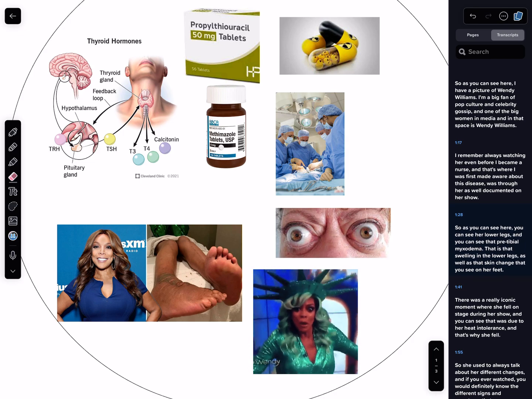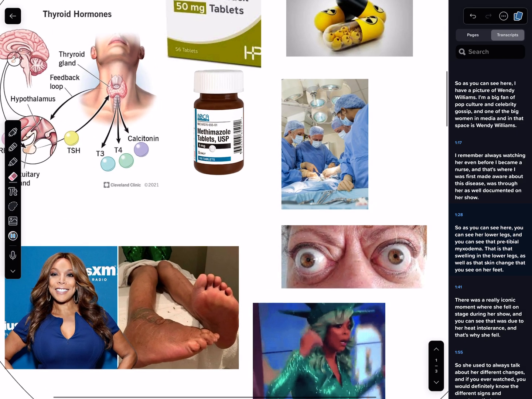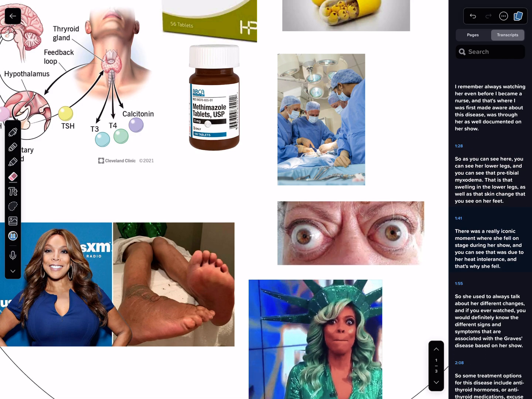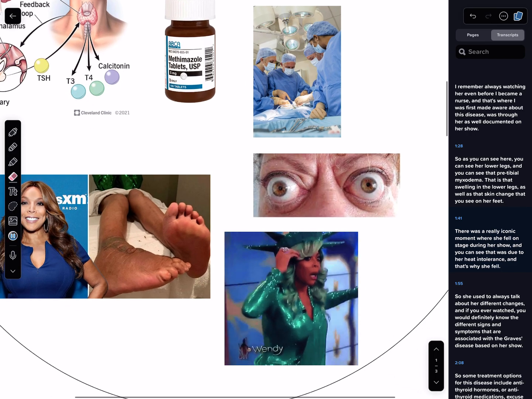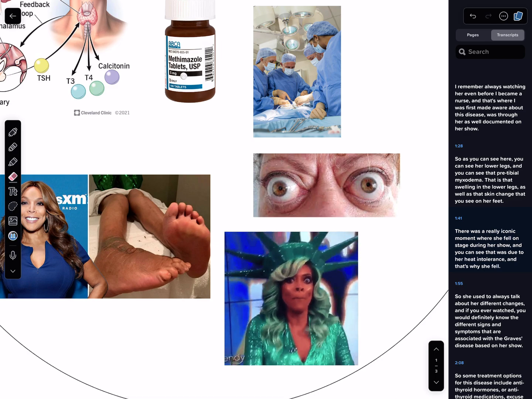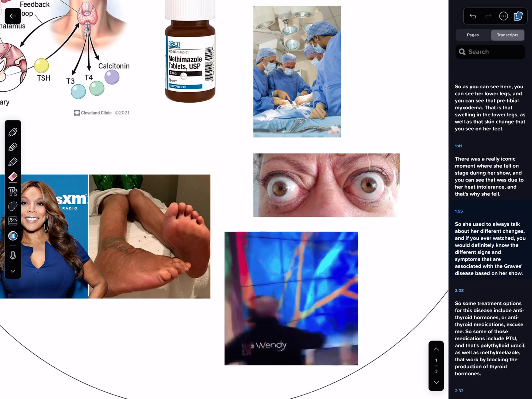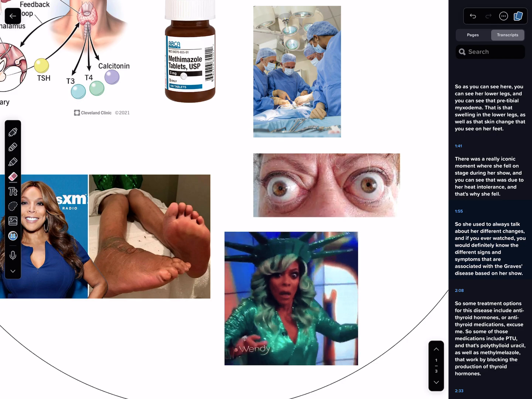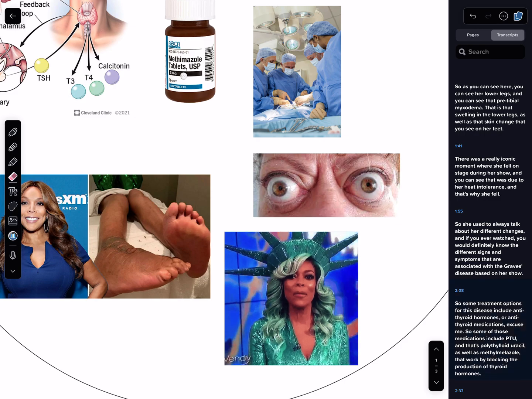So as you can see here, you can see her lower legs, and you can see that pre-tibial myxedema. That is that swelling in the lower legs, as well as that skin change that you see on her feet. There was a really iconic moment where she fell on stage during her show, and that was due to her heat intolerance, and that's why she fell. So she used to always talk about her different changes, and if you ever watched, you would definitely know the different signs and symptoms that are associated with Graves' disease based on her show.